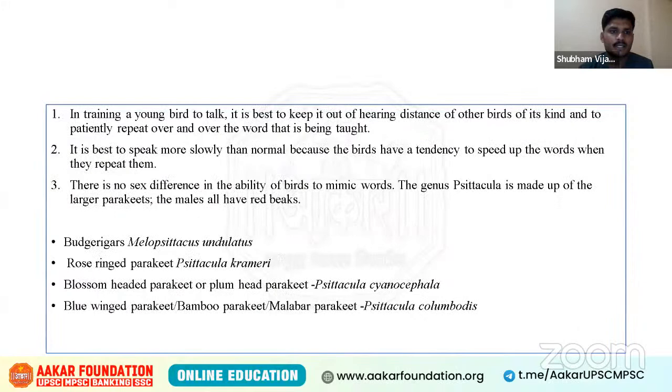In training a young bird to talk, it is best to keep it out of hearing distance of other birds. How do we teach the bird to talk? First of all, it has to be kept away from the other birds, otherwise it will mimic their sounds. And repeat over and over the word to be taught, so that the bombarding of that particular word happens in its mind, and later on it will produce the same sound. It's best to speak more slowly than normal, because they won't understand speed, as we used to talk in a speedy manner.